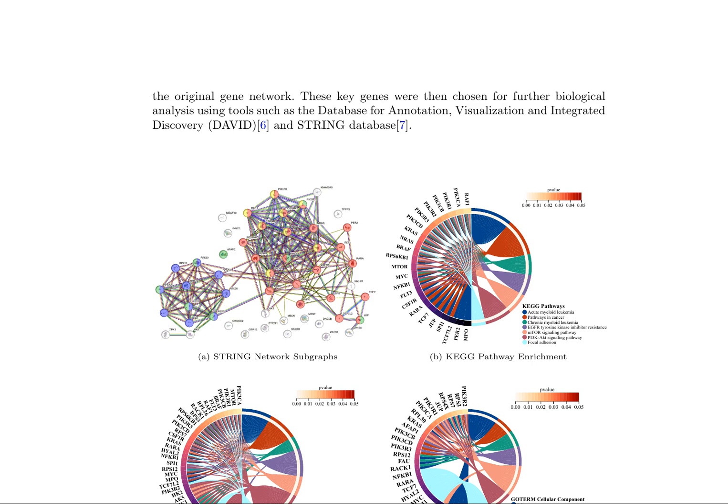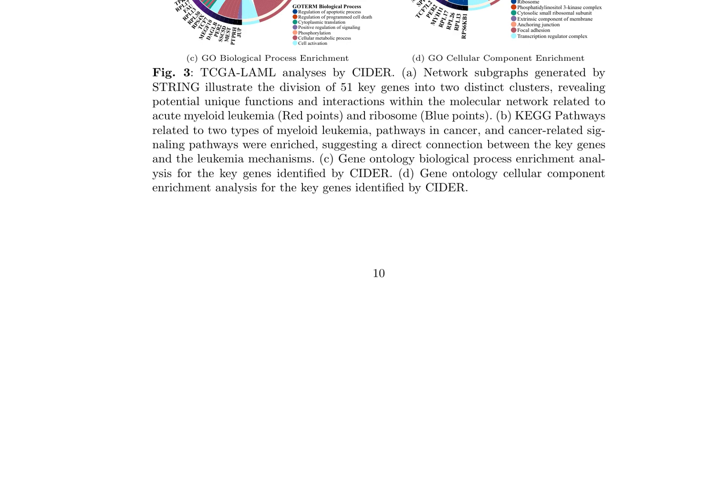Furthermore, gene ontology biological process enrichment analysis was conducted for the identified key genes. This analysis revealed enrichment in various biological processes such as regulation of apoptotic process, regulation of programmed cell death, cytoplasmic translation, positive regulation of signaling, phosphorylation, cellular metabolic process, and cell activation. Additionally, gene ontology cellular component enrichment analysis was performed. This analysis showed enrichment in cellular components including ribosome, phosphatidylinositol 3 kinase complex, cytosolic small ribosomal subunit, extrinsic component of membrane, anchoring junction, focal adhesion, and transcription regulator complex.